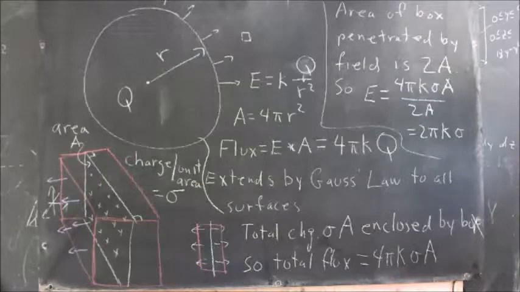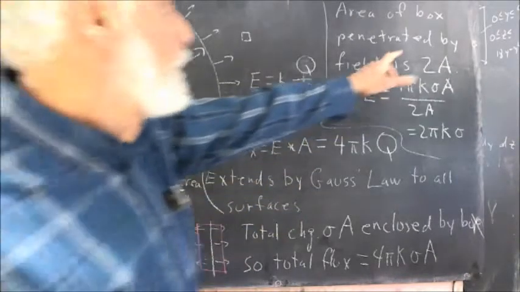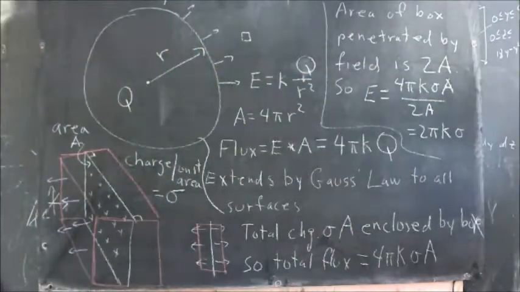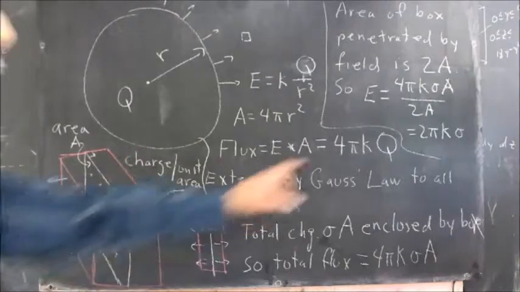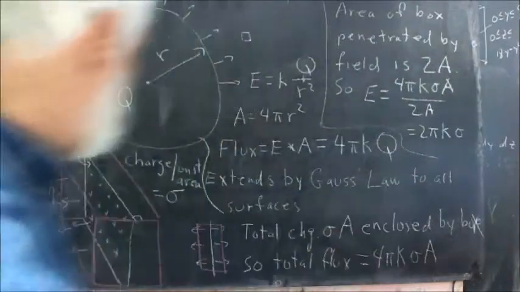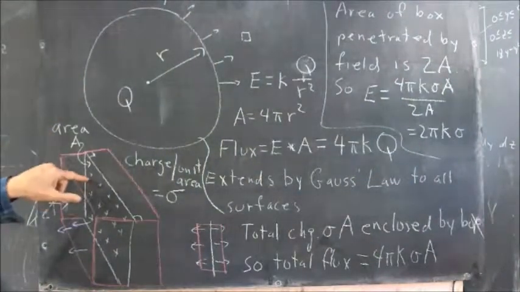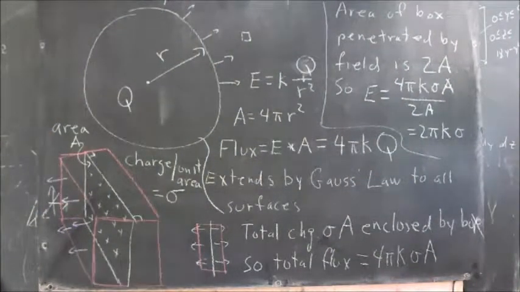So the question then is, what's the area of the box that's penetrated by the field? Well, we had a question about that. Does the field penetrate it just on one side or on both sides? And the answer is it penetrates on both sides. So that's the area of the front plus the area of the back. That's 2 times A, if we consider this region to have area A.